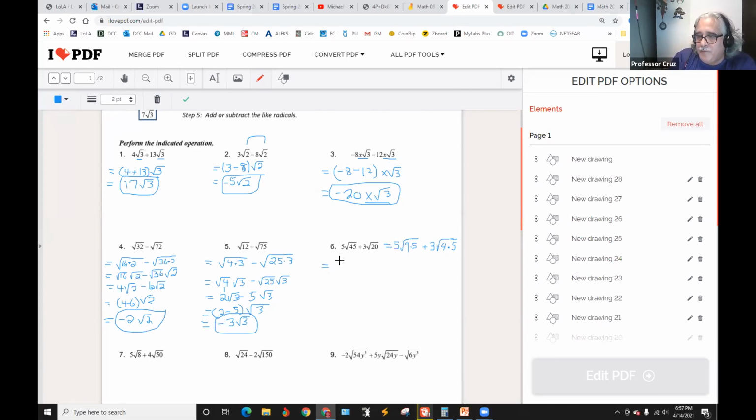All right. So let me break them apart. So see, it's 5 times the square root of 9 times the square root of 5. The square root of 5 is going to stay in there. So that's 5 times 3, because the square root of 9 is 3.